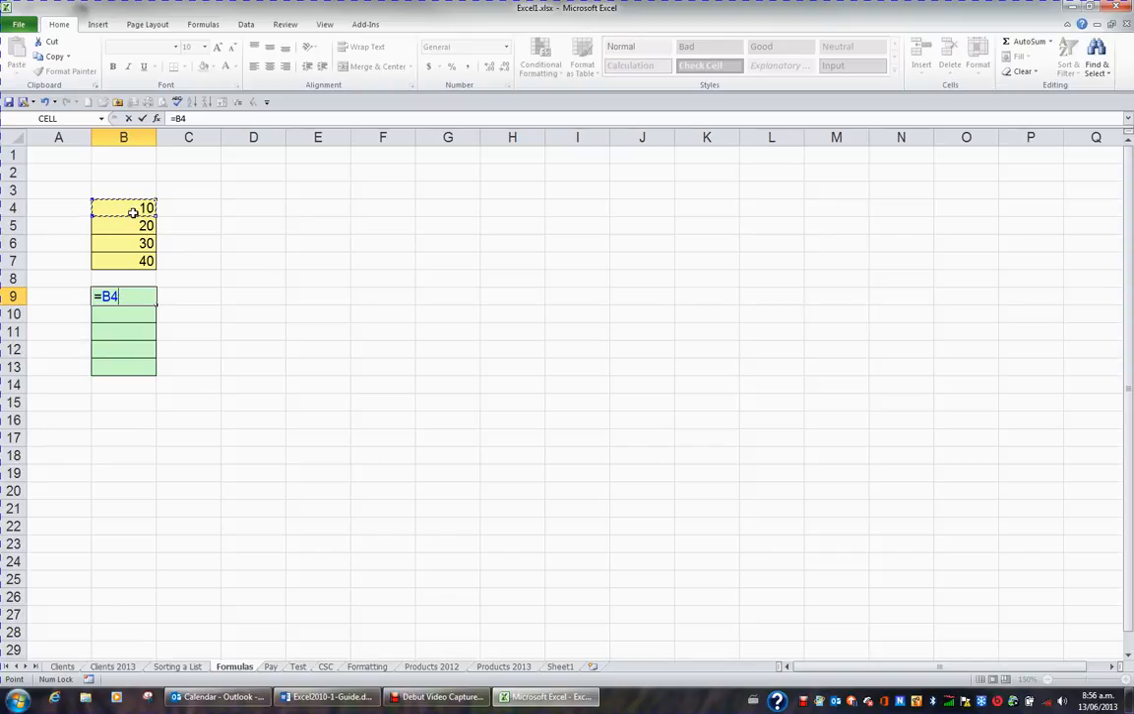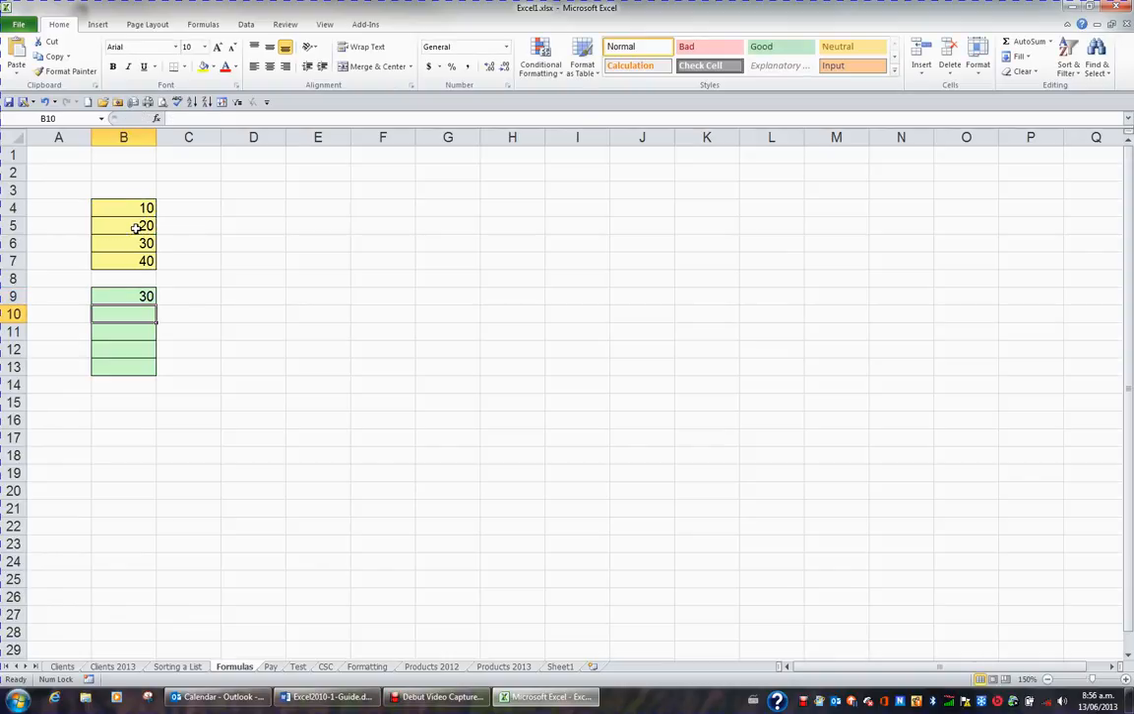Rule number 4, when it comes to doing addition, and particularly using the plus key, use the plus key on your number pad, which resides at the right hand side of your keyboard. And then I'm going to click on B5. And the final rule, rule number 5, is to press enter when you want to see the result.